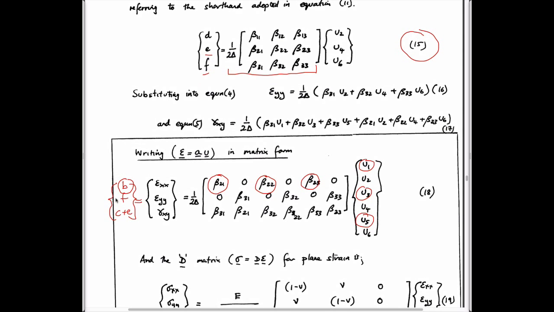The other term, F, which is a bit easier to do because it's right here, F is equal to this term here multiplied by U2. This term here times U4, so it must go in the fourth location, which is here. And this final term operates on U6, which is this here and this here.